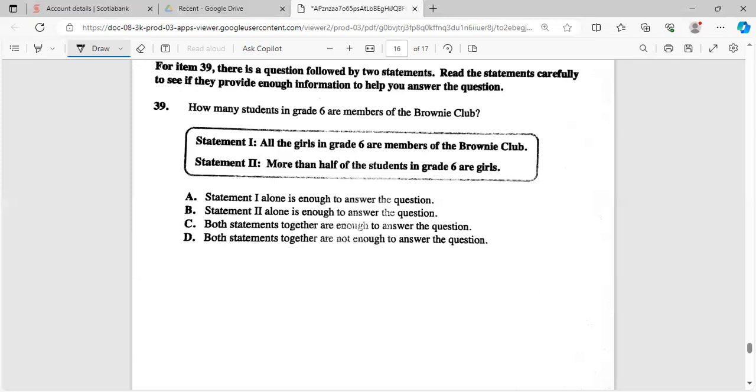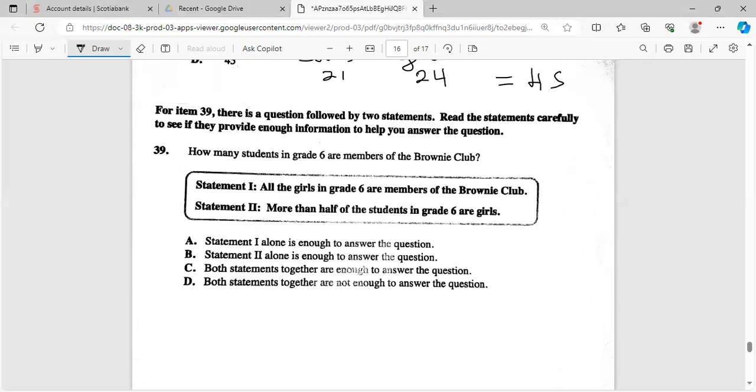Alright, 39. How many students in grade 6 are members of the Brownie Club? I think I left something out. Hold on, guys. Let me go to the top. Something is left off.